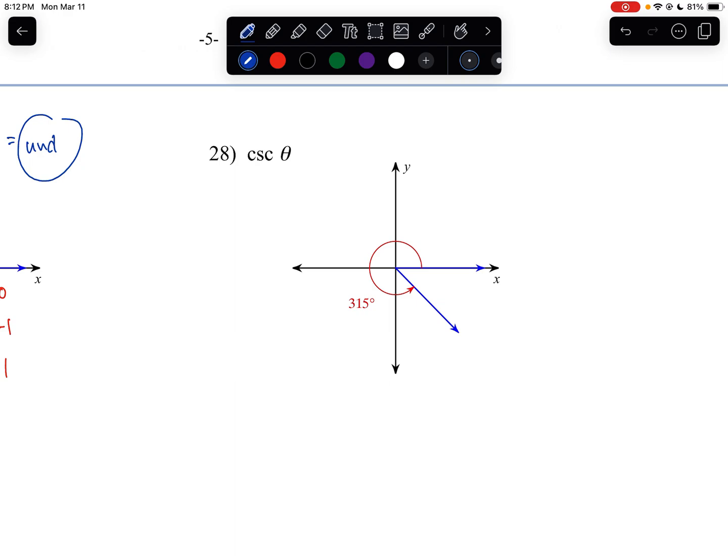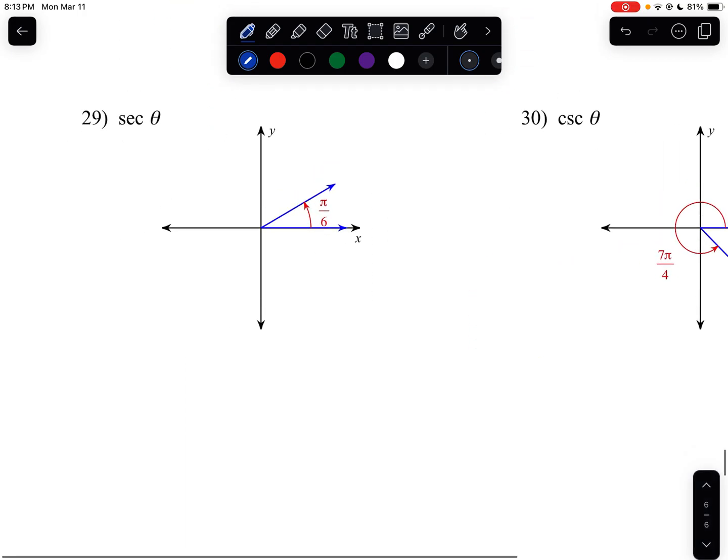Alright, cosecant of theta, 315. This right here is going to be 45 degrees. Okay, so then this is also going to be 45. We have 1, this would be negative 1, this is going to be root 2. Cosecant is equal to the hypotenuse divided by opposite. So the hypotenuse is going to be root 2, opposite is going to be negative 1. We have negative root 2 as our answer.